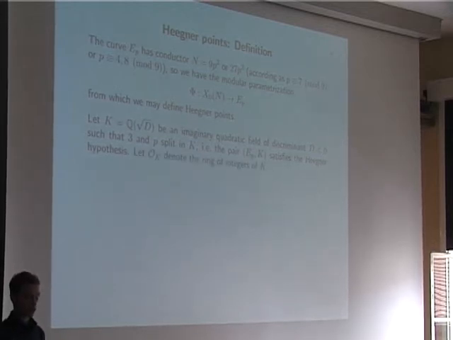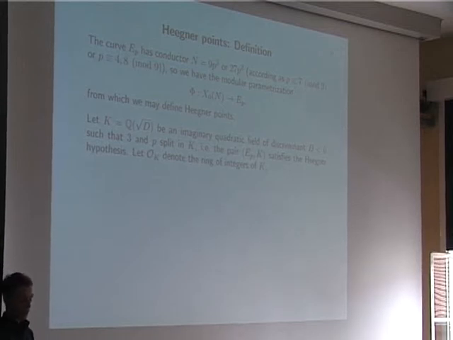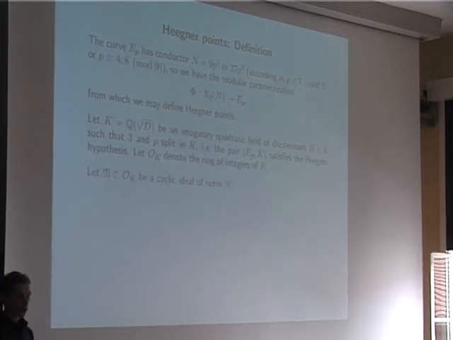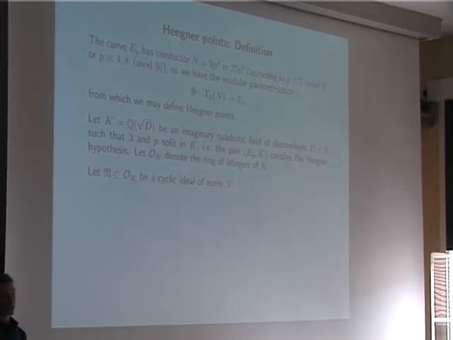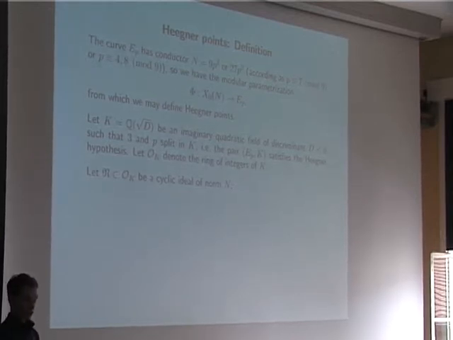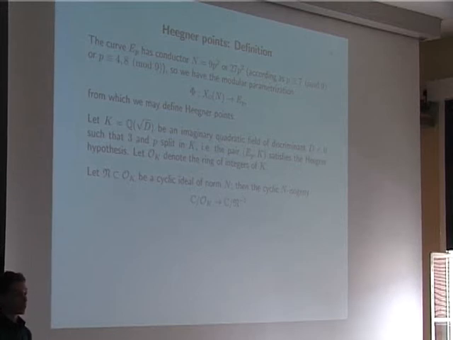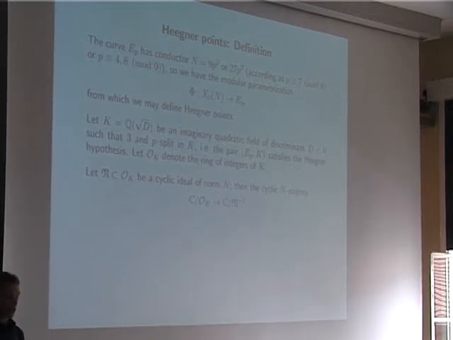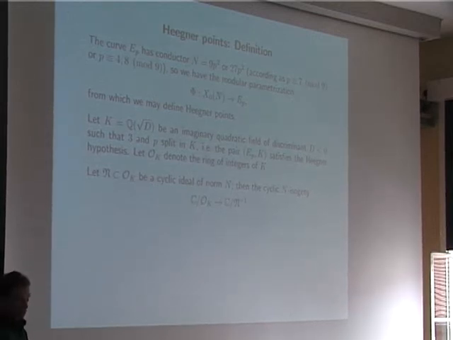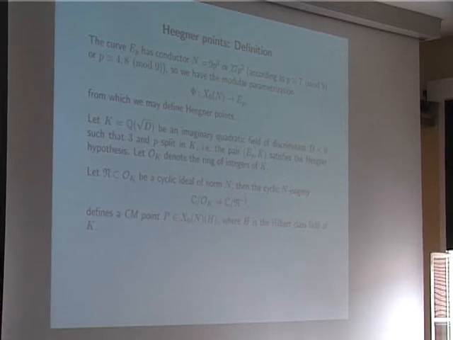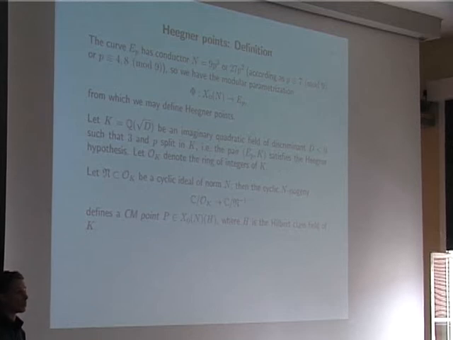All right, so here's some more notation. We're going to let O_K denote the ring of integers of K. From the hypothesis, we know that there is an ideal in O_K which is a cyclic ideal of norm N. And as we saw in the construction this morning, we obtain a cyclic N-isogeny from C mod O_K, which is an elliptic curve with CM by O_K, to C mod the inverse of the fractional ideal. So this gives a CM point. We saw this morning that the CM point will be defined over the Hilbert class field H of K. So I'll call that CM point P.